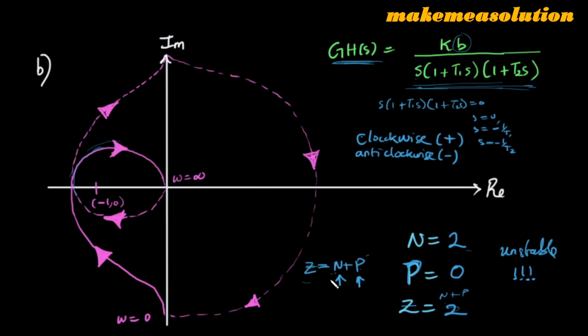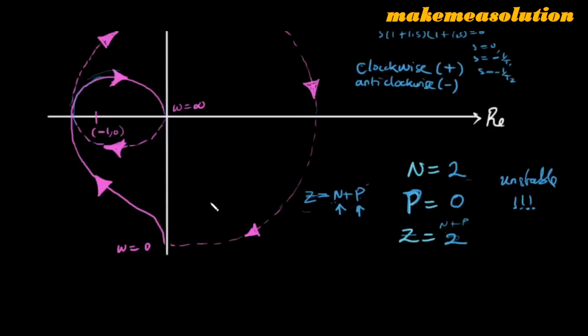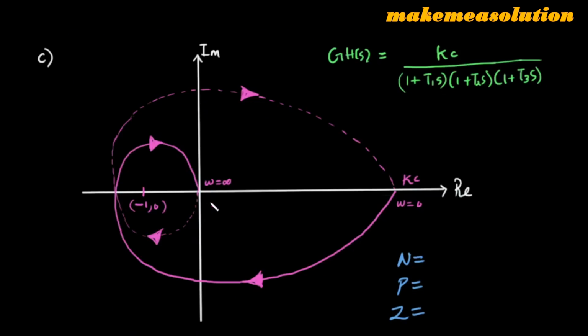And for stability, Z must be 0, but if Z is anything other than 0, then your system is unstable. So this arrangement of system is unstable. So let's look at the third one. You can pause the video and try to solve this third one by yourself. Okay, when you're done with solving it, you can unpause the video and let's see if we'll get the same thing. Okay, let's go.